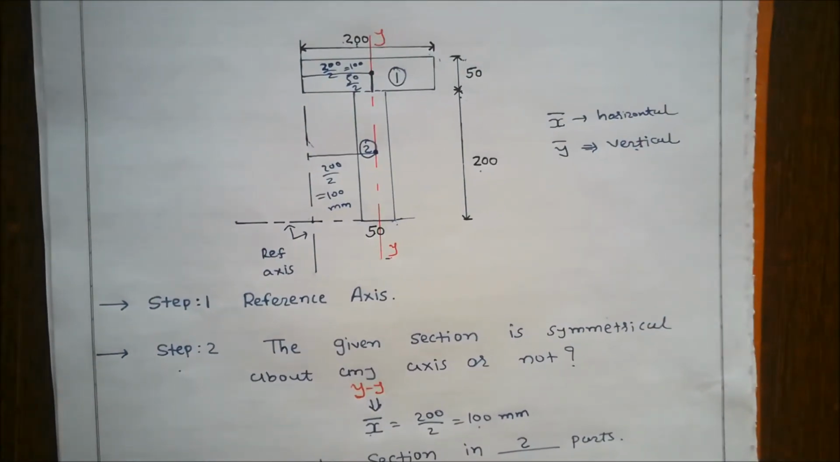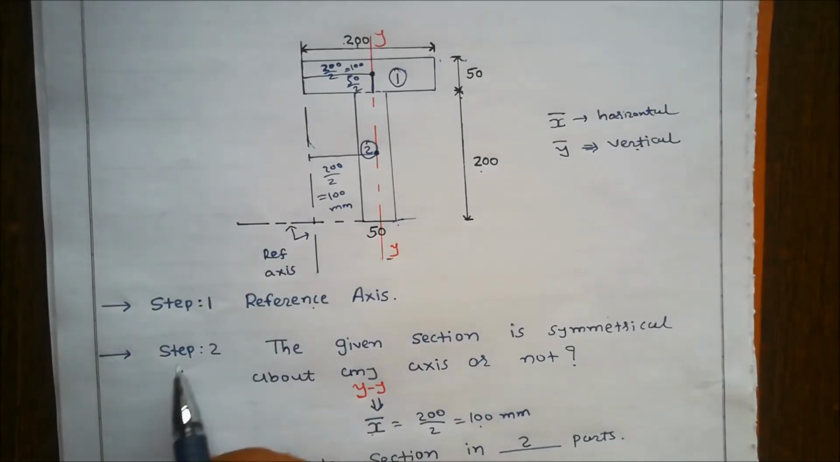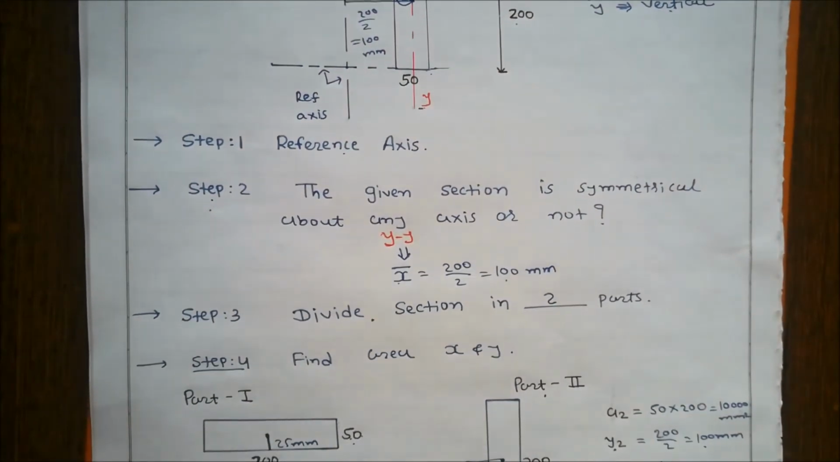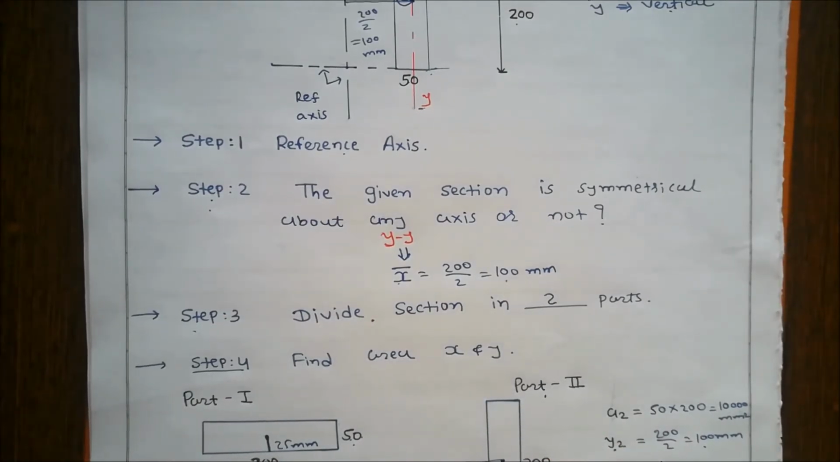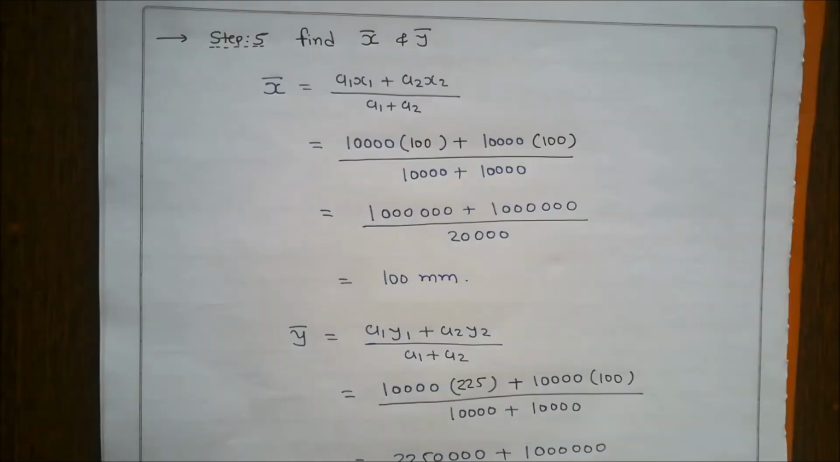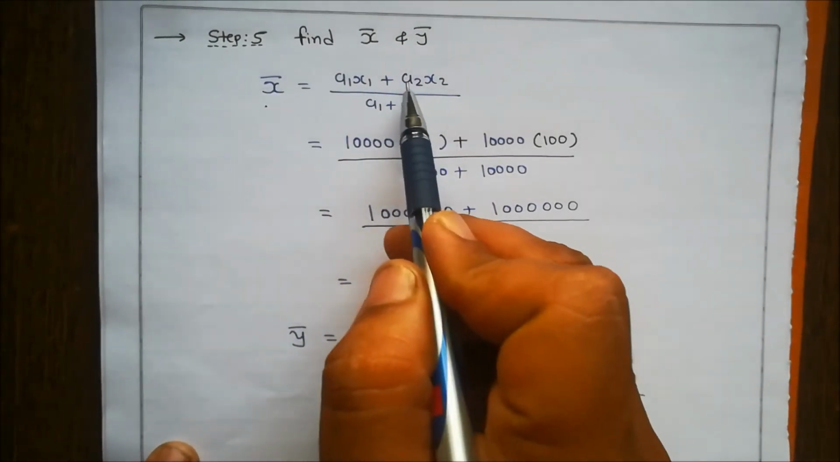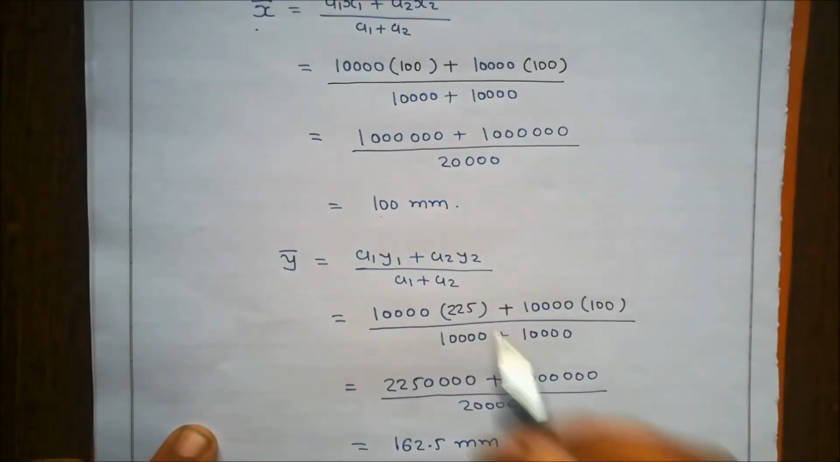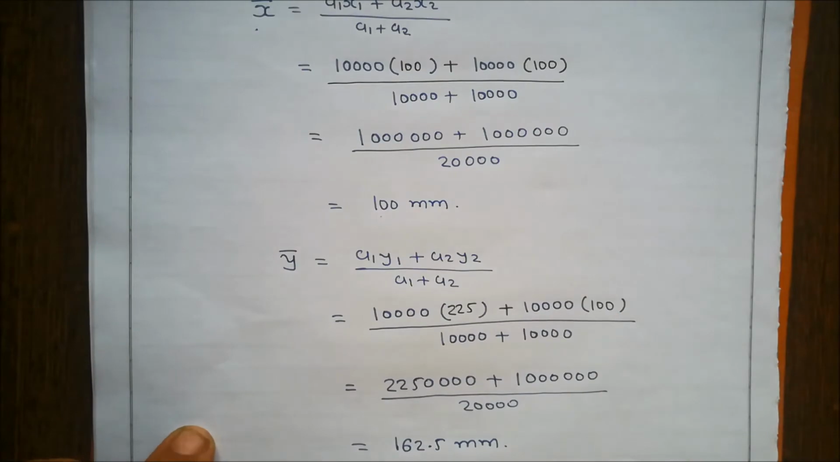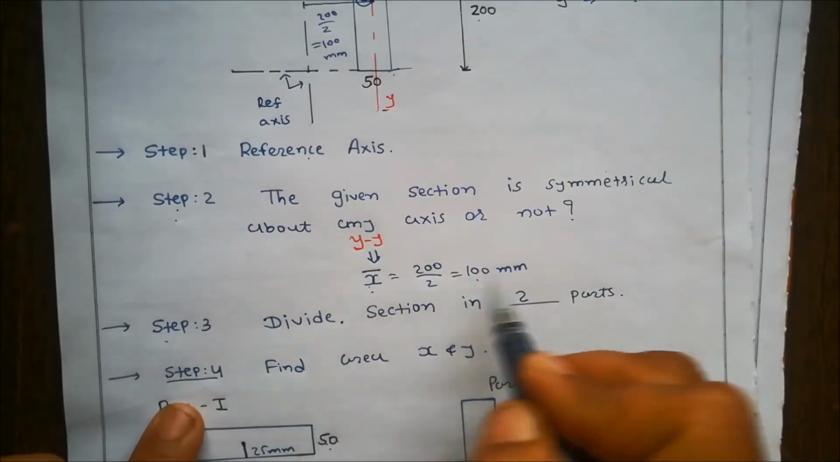So in the first step, you find the center of gravity. For finding the center of gravity, you follow some simple steps. In the first step, indicate the reference axis. In step number 2, check whether the given section is symmetrical about any axis or not. In step number 3, divide the section into parts. And in step number 4, find area, x1 y1 and x2 y2. Now we find x bar and y bar. So for finding x bar and y bar, use the equation x bar is equal to a1 x1 plus a2 x2 divided by a1 plus a2, and put in the values. So you get the value 100 mm that we already found in step number 2. x bar is equal to 100 mm.